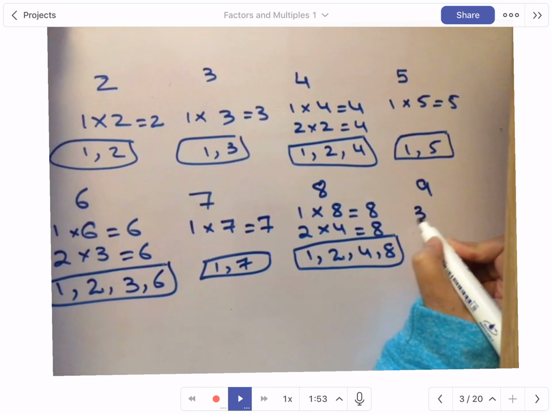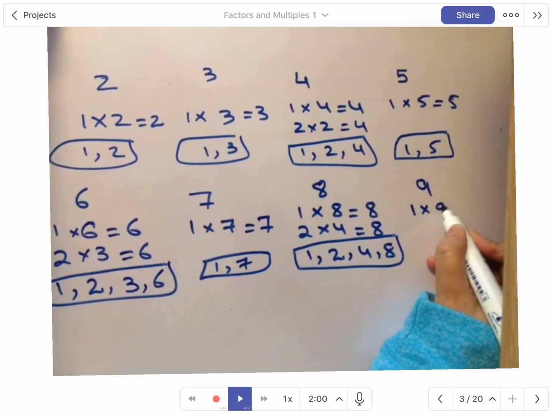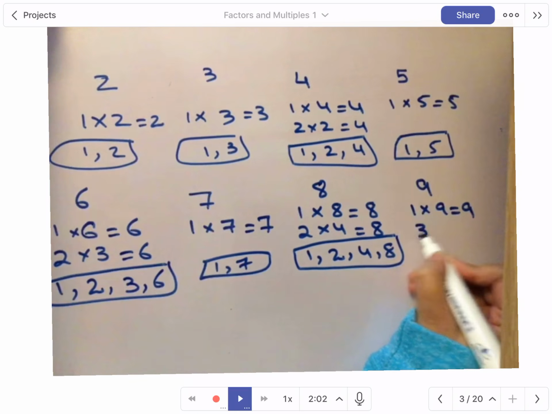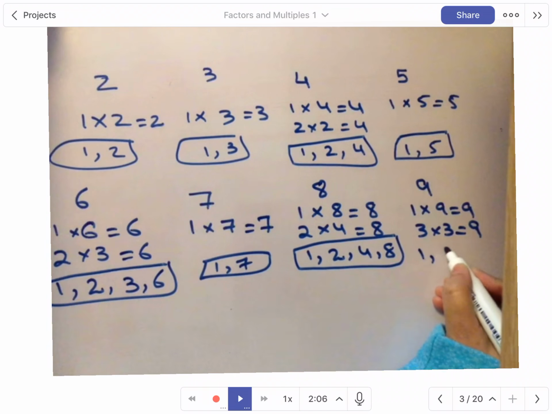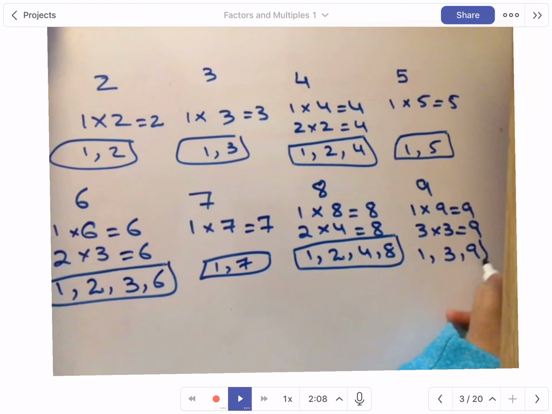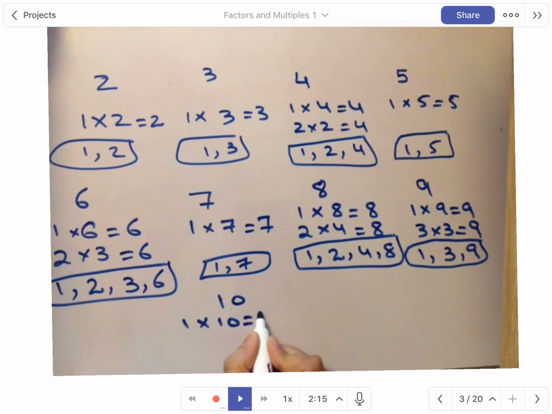So what will be the factors of 9? Any answer? No, we will start with the number 1. I made a mistake, sorry. 1, 3 and 9 are factors of 9. And finally, factors of 10. 1 times 10 is equivalent to 10. 2 times 5 and 5 times 2, so we don't have to write it again. 1, 2, 5 and 10 are factors of 10.